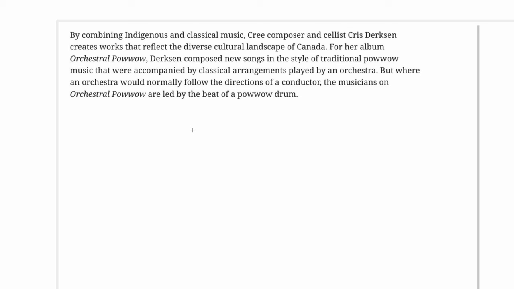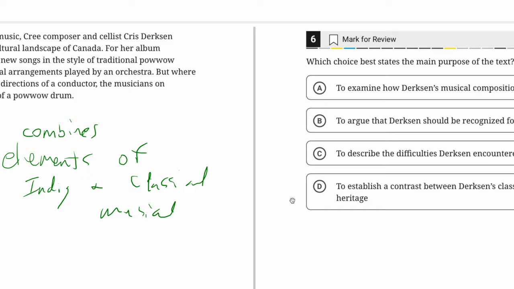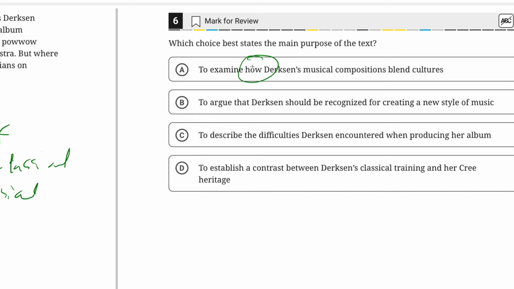So here we could say Chris Dirksen combines elements of indigenous and classical music. Combines varied influences in her work. Now, A could be tempting. I'm going to put a question mark beside it. We'll come back to it.